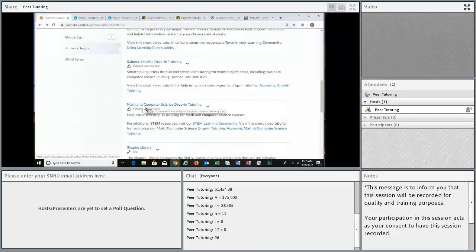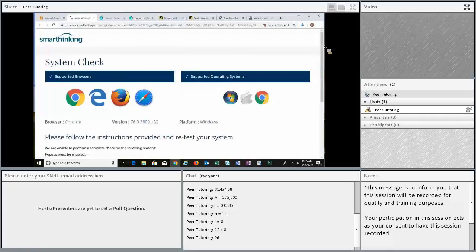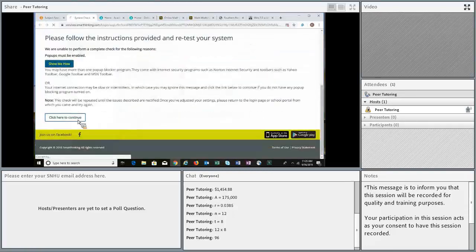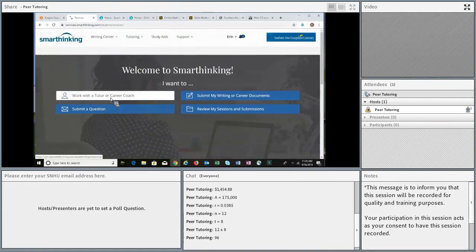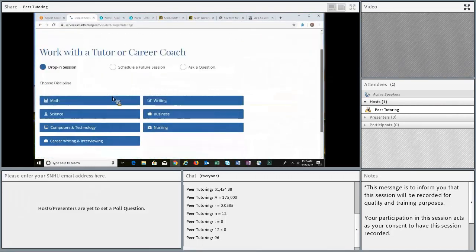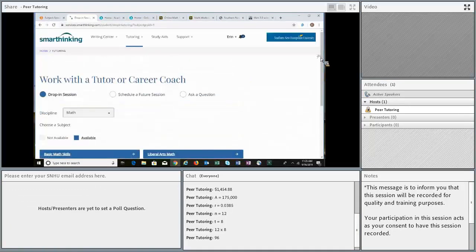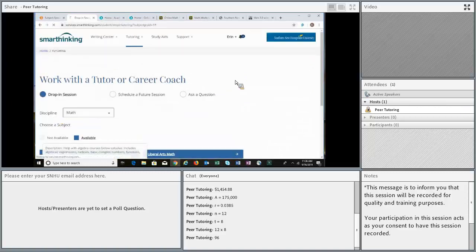All right, so let's go back. Go back here into your course, and a couple of hints. If you click on subject-specific drop-in tutoring or math and computer science drop-in tutoring, these are very similar. But for now, what we have, I'm going to click on here. I'm going to scroll down. Click here to continue. So what this does is this puts you into work with a tutor or career coach. This is all available to you.